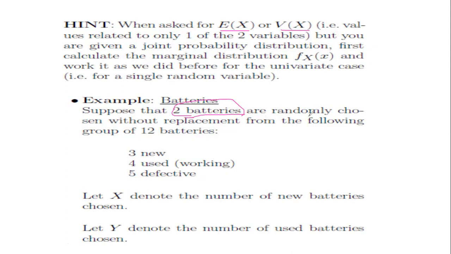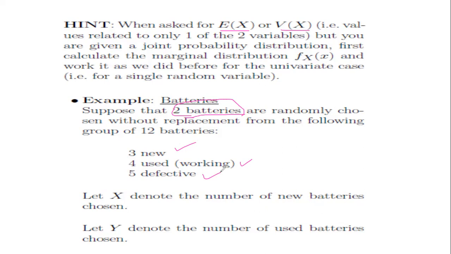Suppose that two batteries are randomly chosen without replacement from the following group of 12 batteries. So 3 are new, 4 are old, and 5 are defective batteries, but I have them all together. And I have to select two. So all the possible use cases in which I can select two batteries, I have to model them, right?